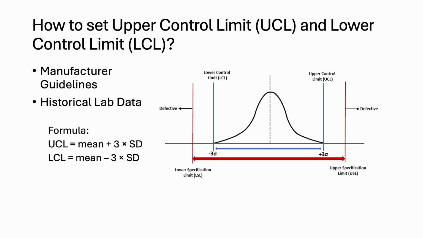To set up upper control limit, in short UCL, and lower control limit, in short LCL, in a clinical laboratory. Manufacturer guidelines. Follow the control limits provided by the reagent's manufacturer. They have predetermined UCL and LCL based on extensive validation studies. Historical lab data. Calculate UCL and LCL based on your lab's historical data by taking the mean of the control test results and adding or subtracting 3 times the standard deviation to get UCL and LCL. These steps help ensure that the lab's test results are accurate and reliable.